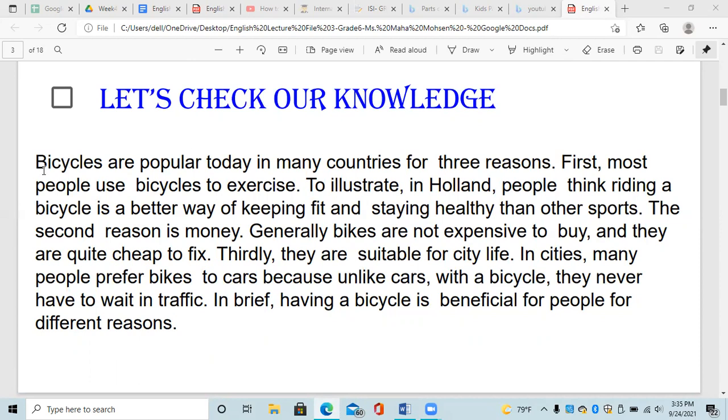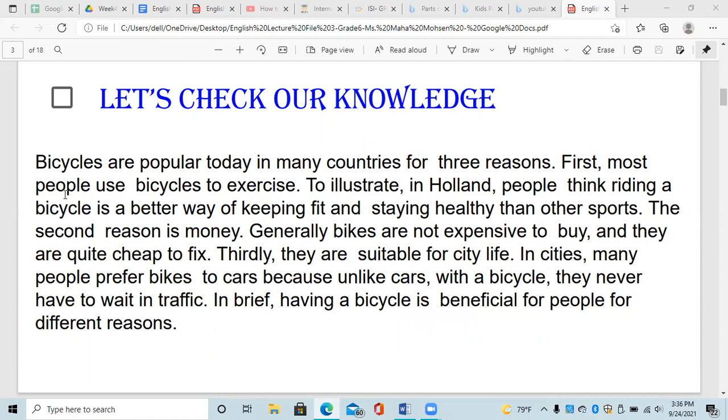So I will read this paragraph for you. Bicycles are popular today in many countries for three reasons. First, most people use bicycles to exercise. To illustrate, in Holland, people think riding a bicycle is a better way of keeping fit and staying healthy than other sports. The second reason is money. Generally, bikes are not expensive to buy and they are quite cheap to fix. Thirdly, they are suitable for city life. In cities, many people prefer bikes to cars because unlike cars, with a bicycle, they never have to wait in traffic. In brief, having a bicycle is beneficial for people for different reasons.